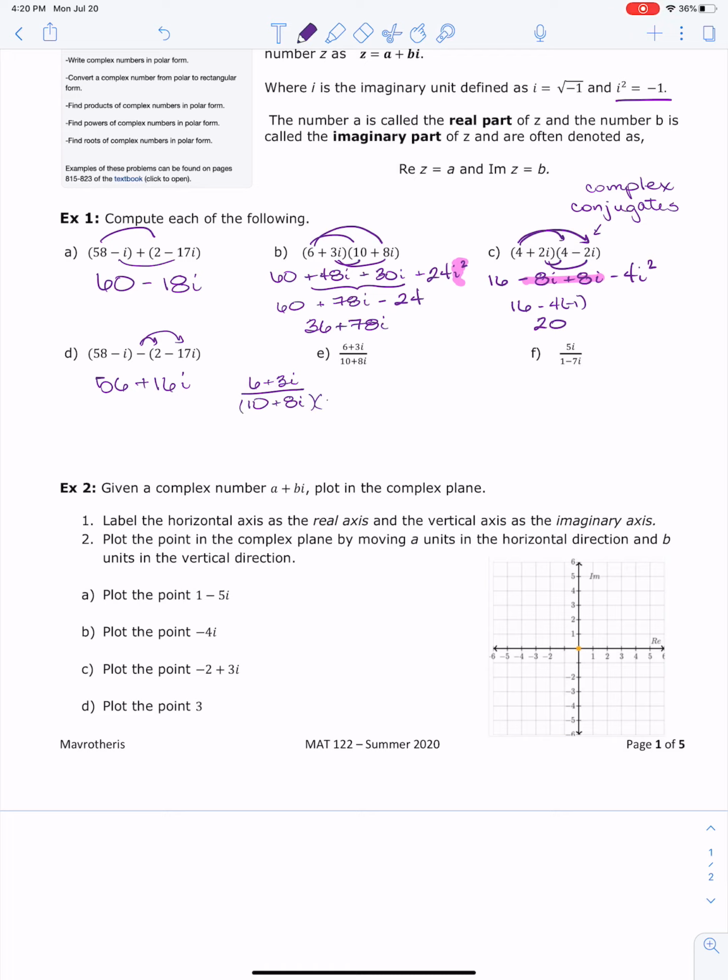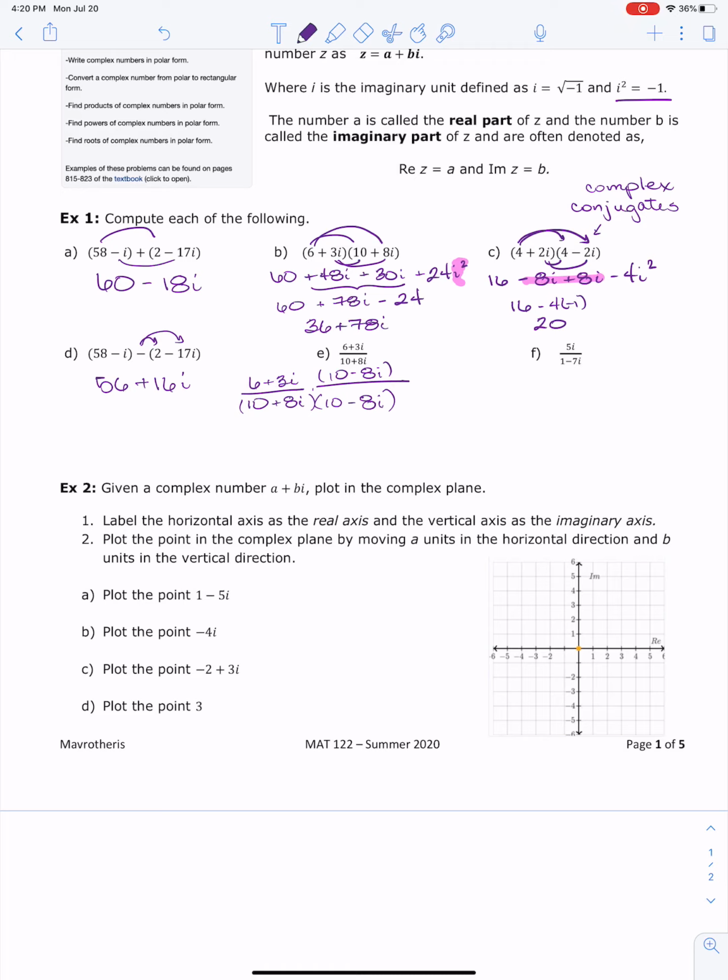If I multiply a complex number by its conjugate, I'm going to get something that is completely real. So I'm multiplying that denominator by 10 minus 8i. I have to multiply the numerator by 10 minus 8i as well. That's essentially multiplying it by a big giant 1. And so now we're going to go ahead and just multiply.